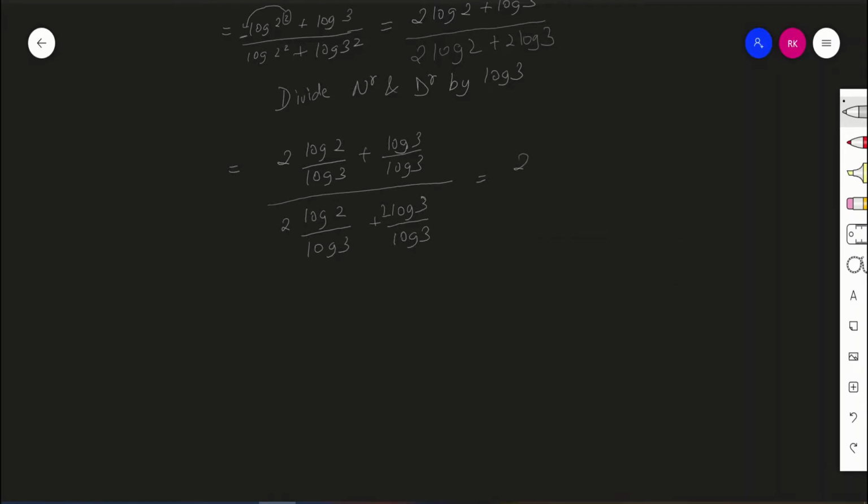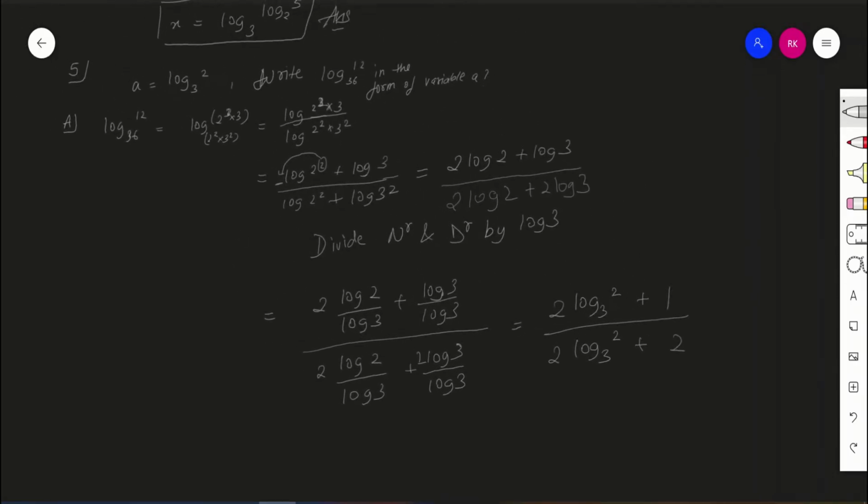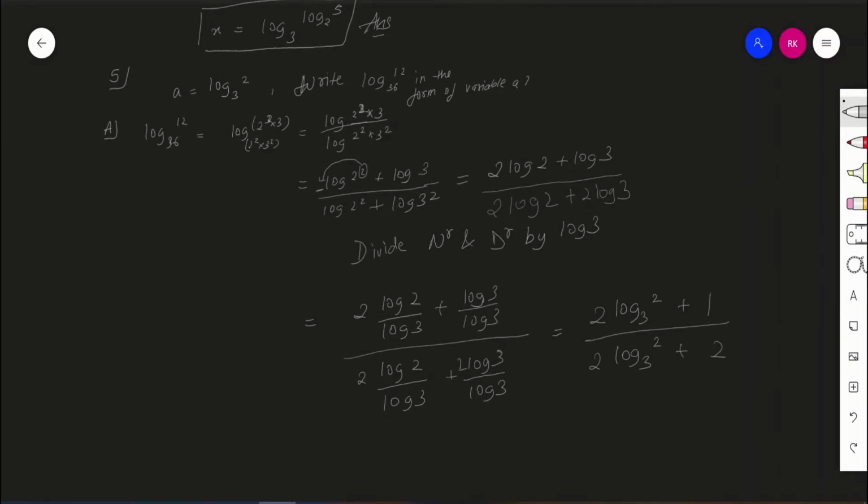So this will be 2 times of log 2 base 3 plus 1 upon 2 times of log 2 base 3 plus 2, and this is my a. So I can write it as 2a plus 1 upon 2a plus 2. So that's the answer of the fifth question.